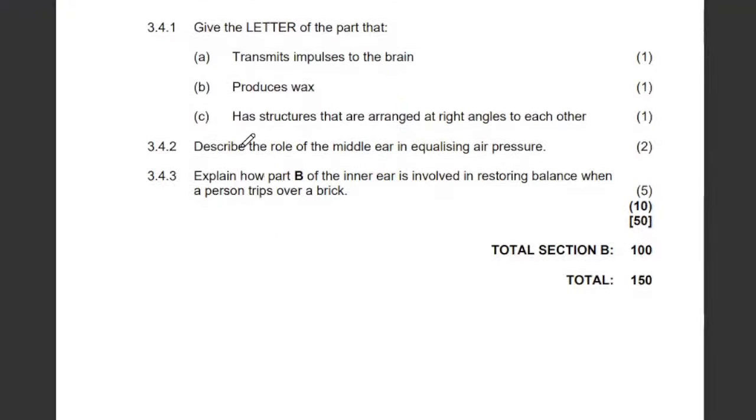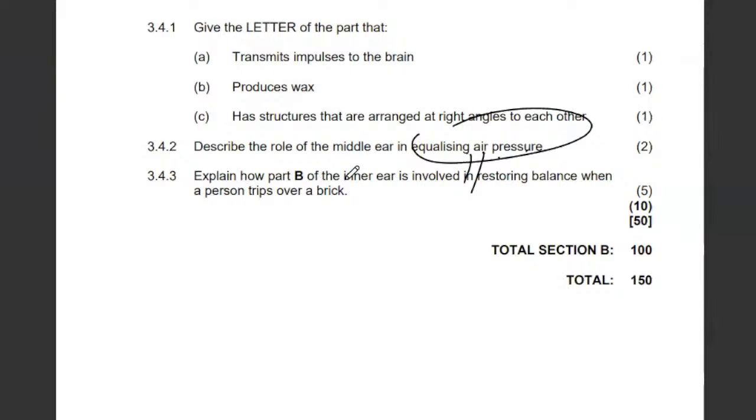Explain how, describe the role of the middle ear in equalizing pressure. Basically, you know that the eustachian tube equalizes pressure on either side of the tympanic membrane. But now they're saying the role of the middle ear in equalizing air pressure. They have given you the function, that it equalizes pressure. So how does it equalize pressure? It equalizes pressure by allowing air in and out of the middle ear. But what allows this is the eustachian tube. So you'll say that the eustachian tube allows air to move in and out of the middle ear. That's how it equalizes pressure. I like this question, guys.